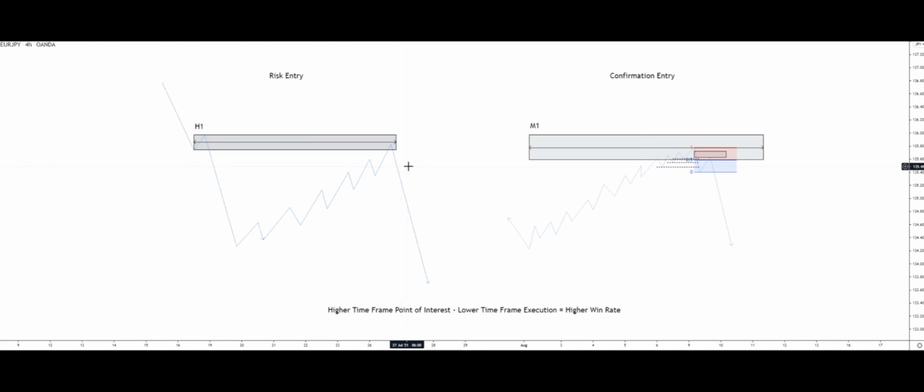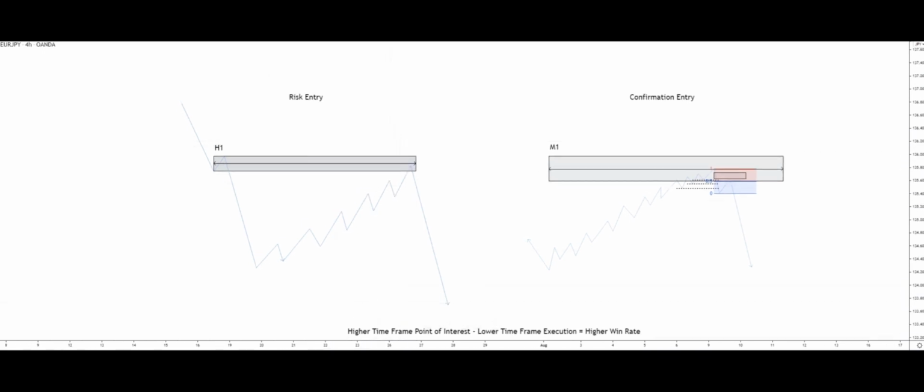With the cons, with risk entry, the only con I find is that it reduces the win rate. So if you're taking a confirmation entry and you're looking for that shift in structure on a smaller time frame, that's confirming that price could potentially reverse down. So there's going to be a higher probability of price doing so, because it's not a risk entry. We're not waiting for price to react.